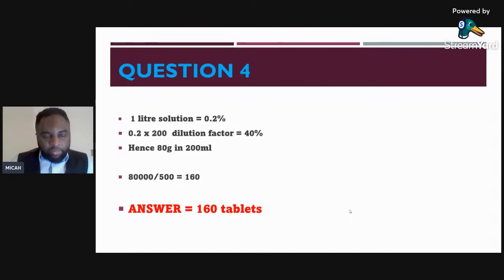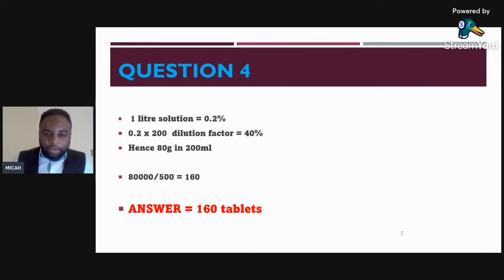It says you need to make a 200 mil solution. How many 500 milligram tablets do you need to make that? So if there's 40 grams in 100 mil, there'll be 80 grams in that 200 mil solution. The last question is, how many tablets do you need to get 80 grams?